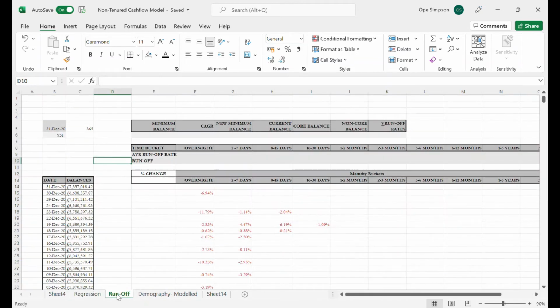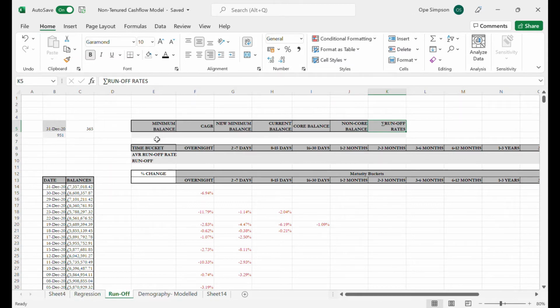Moving on to the runoff model, we'll be using the same data set that we used for the regression analysis. The runoff model is slightly more complex, but it models cash flow based on the behavior of the cash flows in each time bucket, and it enables us to allocate cash flows scientifically rather than using our subjective judgments. It relies on a couple of parameters such as minimum value, balance, compound annual growth rate (CAGR), a new minimum balance which we'll compute, current balance, core balance, non-core balance, and runoff rates.